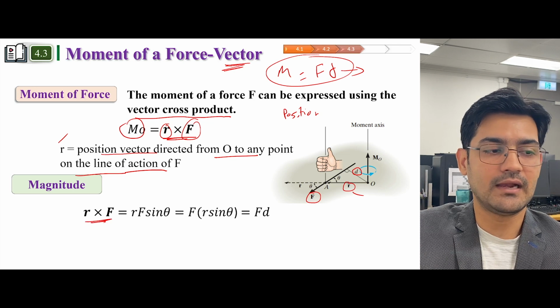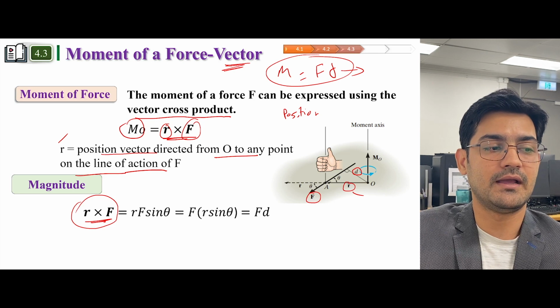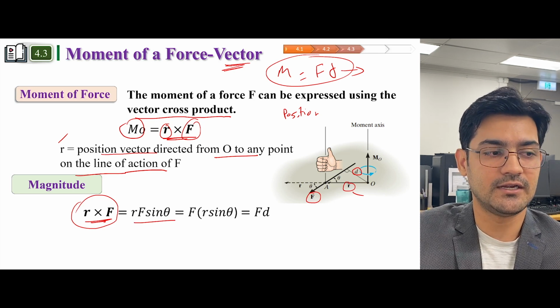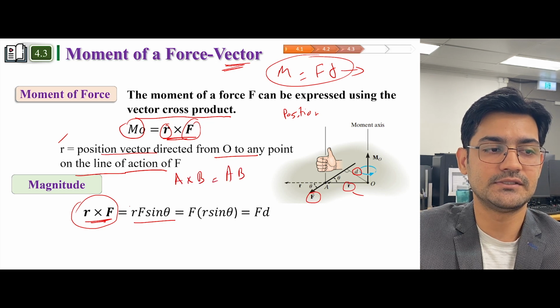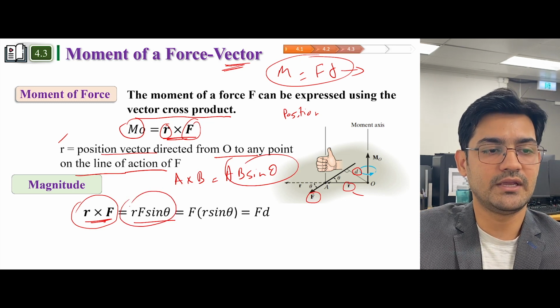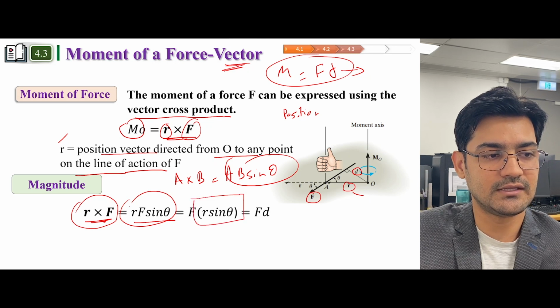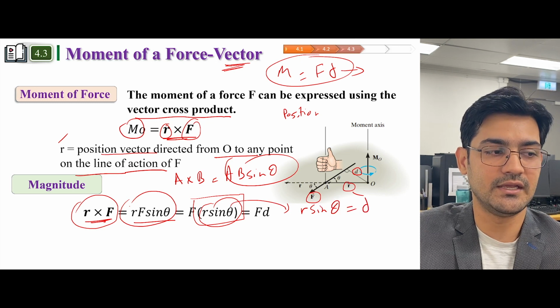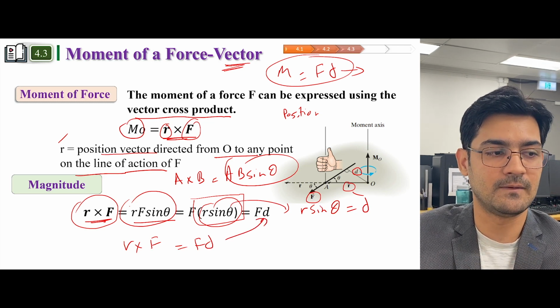Now we can calculate the magnitude of these two vectors by this formula, which we have studied before, which is A cross B was AB sine of theta. That was the magnitude. And we can see that if we resolve this into r sine theta, this r sine theta is nothing but d. So r cross F is equal to Fd if we want to do the moment of a force scalar.